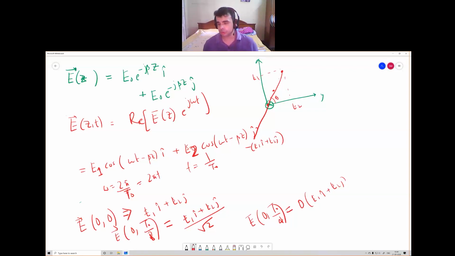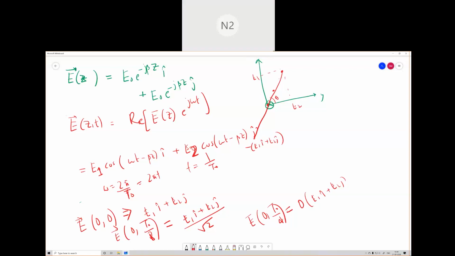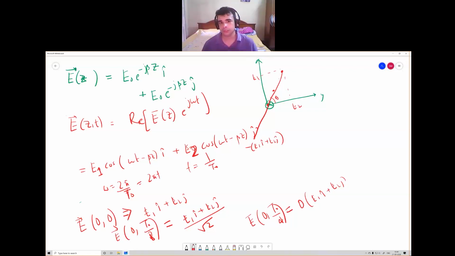So this is another example of linear polarization, a linearly polarized wave. And the second point, which I told you when we discussed plane waves, is that the plane wave along the z axis can have both x and y components. This was just for our convenience we assumed only one, but it will not have any z component. So this is an example of a linearly polarized wave.